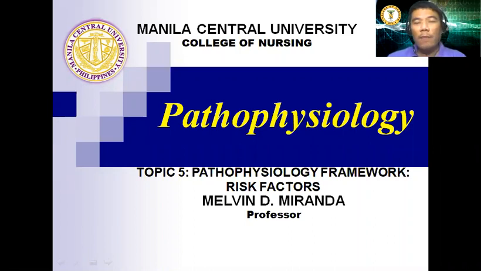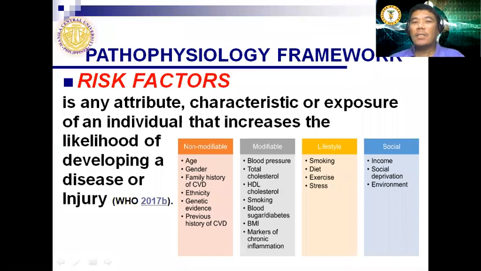When we talk about risk factors, we consider the attributes, possibly characteristics or exposure of an individual, that increase the likelihood of developing a disease or injury. This is according to the World Health Organization of 2017. Just like a typical example, when a nurse attends to a client with respiratory symptoms, the client may not yet have a diagnosis. The client is not yet submitted for diagnostic examination. So the nurse will primarily do the patient history and specifically consider the physical examination findings.